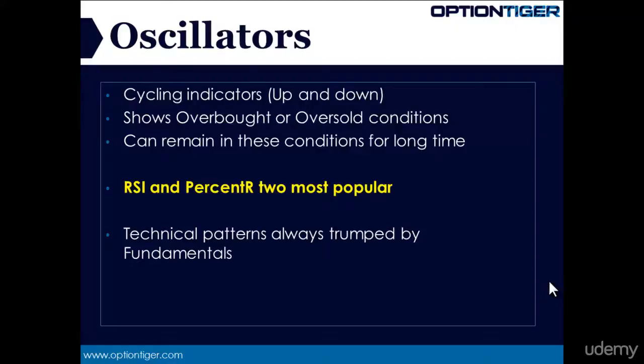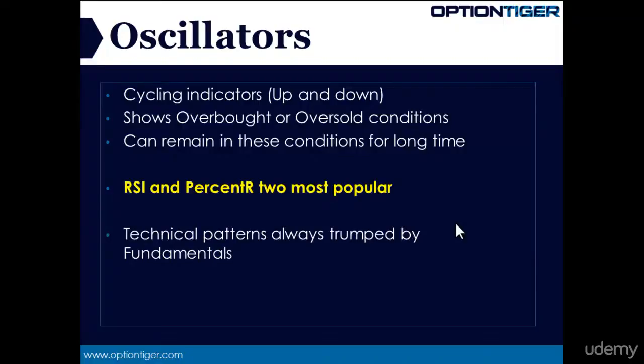So we'll take a look at two of the most popular oscillators in this free course. They are the RSI and the percent R, and there's a slight difference between the two. So in some cases, it may be advantageous to use the RSI, and in some cases percent R.